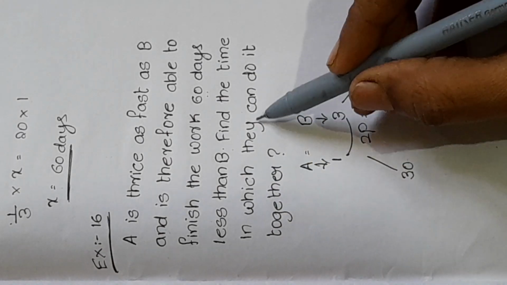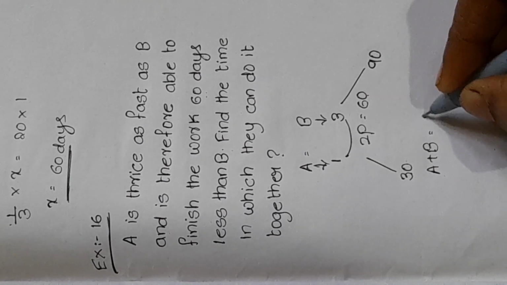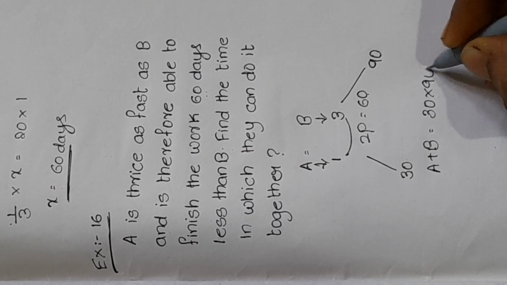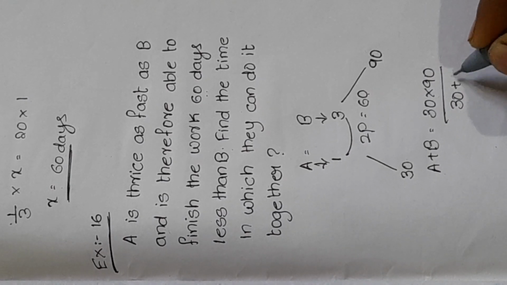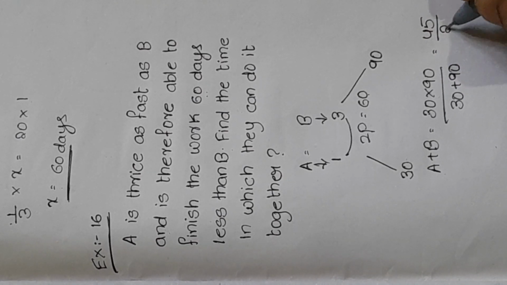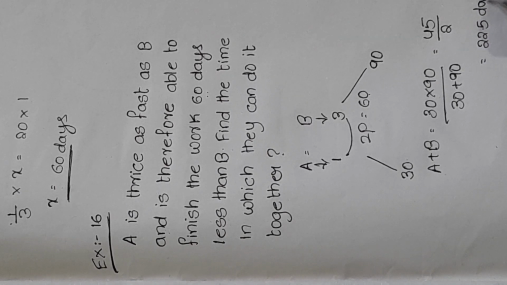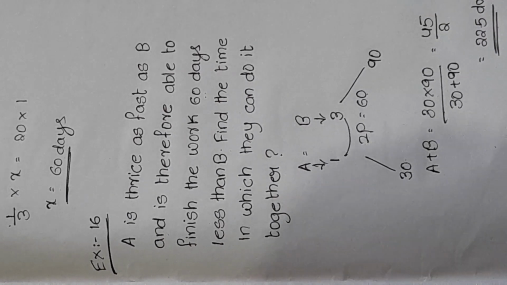Find the time in which they can do it together. A plus B is equal to 30 into 90 by 30 plus 90, which is equal to 45 by 2. 22.5 days is the time taken by A and B together to do the work.